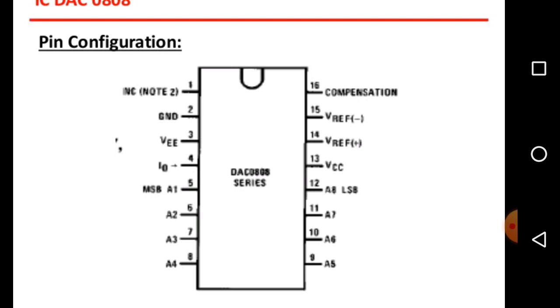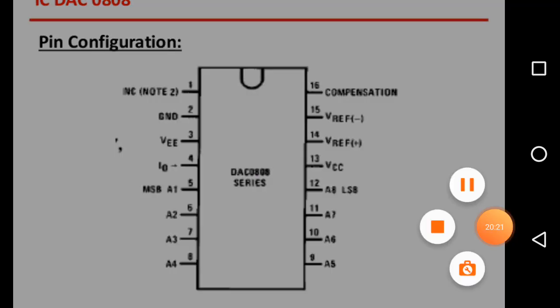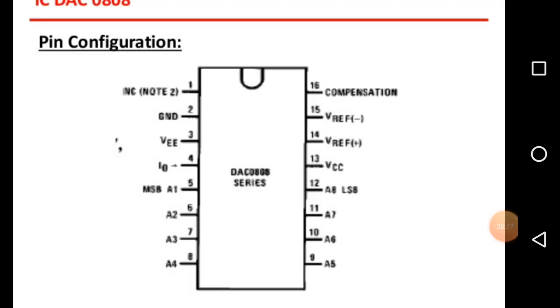So with this we will end the session on D to A converters. Next we will discuss A to D converters.